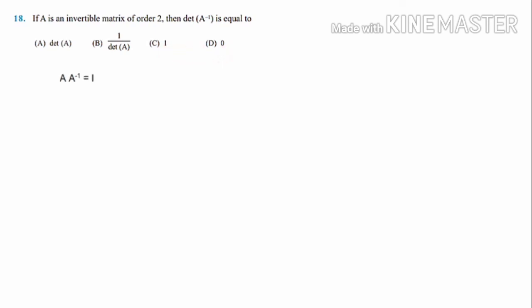As we know that A into A inverse is equal to I, let's take the determinant on both sides, that is determinant of A into A inverse is equal to determinant of I. By using the properties of determinants, we can split this portion, that is determinant of A into determinant of A inverse is equal to determinant of I, value is 1. That is determinant of A inverse is equal to 1 divided by determinant A. So the correct option is B. So B is the correct answer.